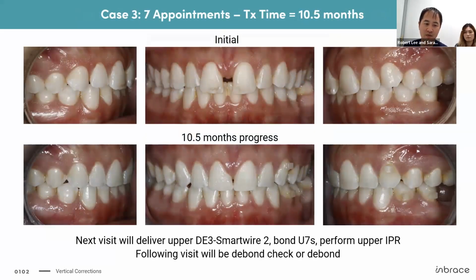That's where I last left off with this patient. Next visit, we're going to deliver that upper DE3 smart wire 2. We're going to bond the upper 7s and perform some of the upper IPR between the upper ones so that we can close some of that black triangle. The following visit will be a debond check, potentially even debond on that visit, and then debond on the following visit.